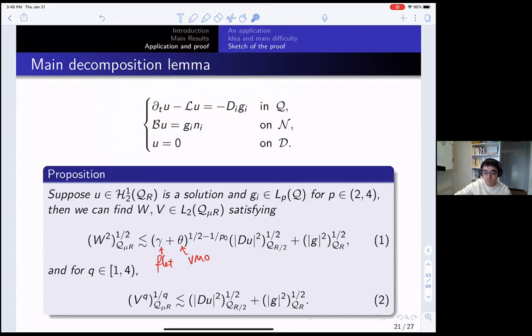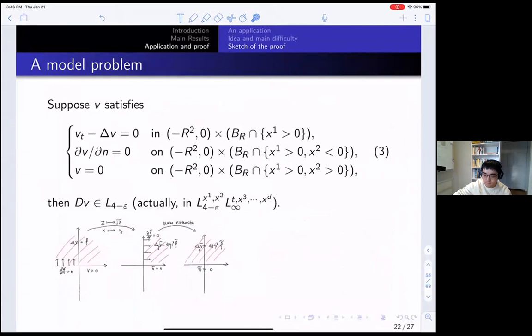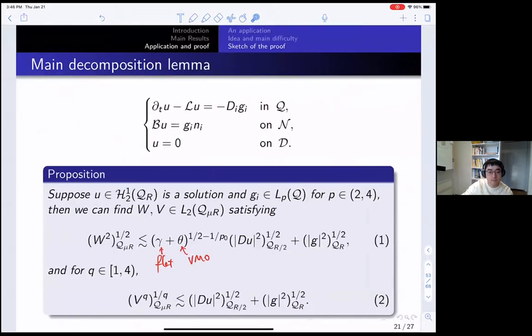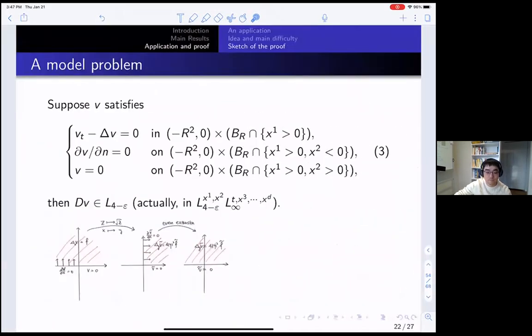This is the main lemma. I should say that this regular part V is actually the solution to the heat equation in the smooth setting. So locally, we can compare the original problem to the heat equation on a half space. Okay, so this is V. Basically, the previous capital V is dV here.